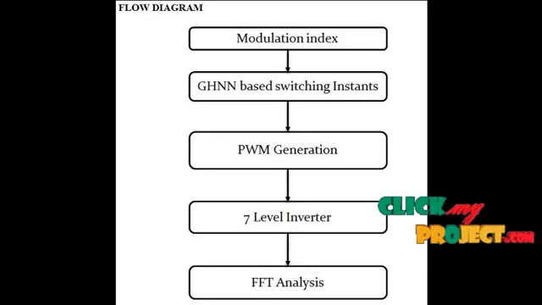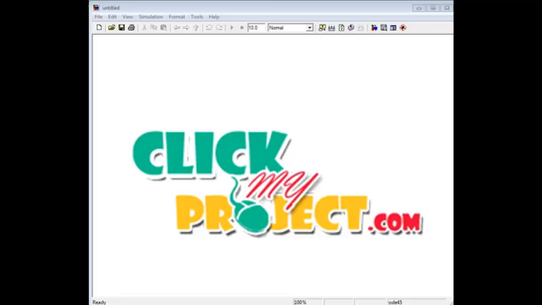Next we are going to discuss the running procedure of our proposed system. The proposed system consists of 3 major procedures: construction of PWM generation, 7-level inverter formation, and parameter measurement using FFT analysis. PWM generation receives the modulation indices, and ANFIS based switching instance generation is carried out here. Finally, these switching instances are compared with the triangular wave of amplitude 1.57 radians. So the comparison provides the PWM pulses.